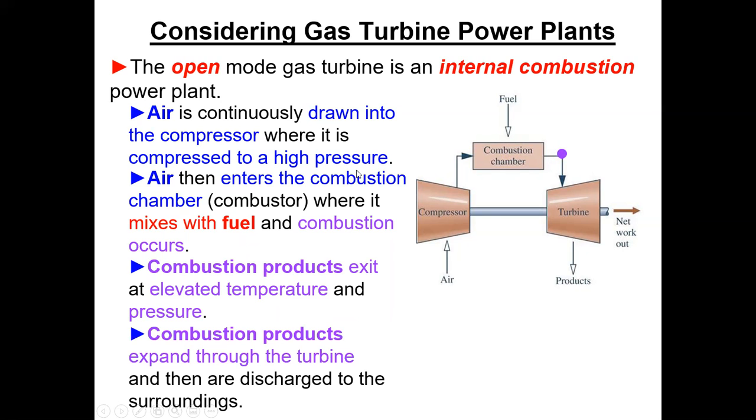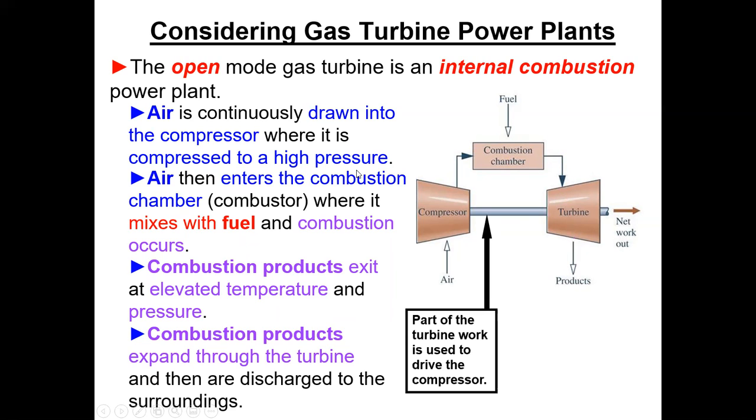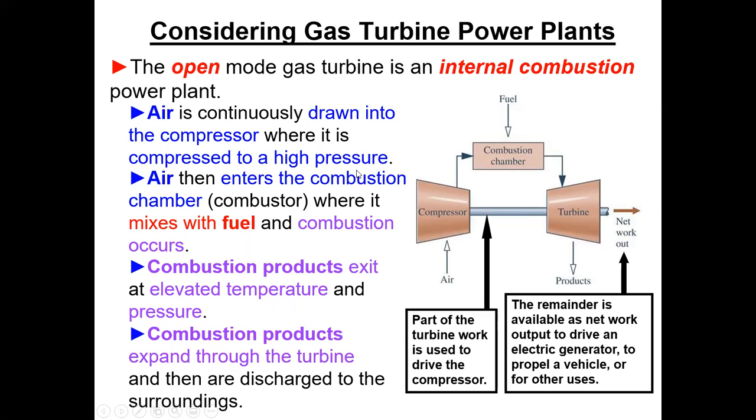Then they go through the turbine, where the gas expands, does work on the blades, and is discharged. Part of the turbine work is used to drive the compressor, and the remainder is available as net work output to drive the electric generator or do something else with. But as far as we're concerned in here, it's probably to make electricity.